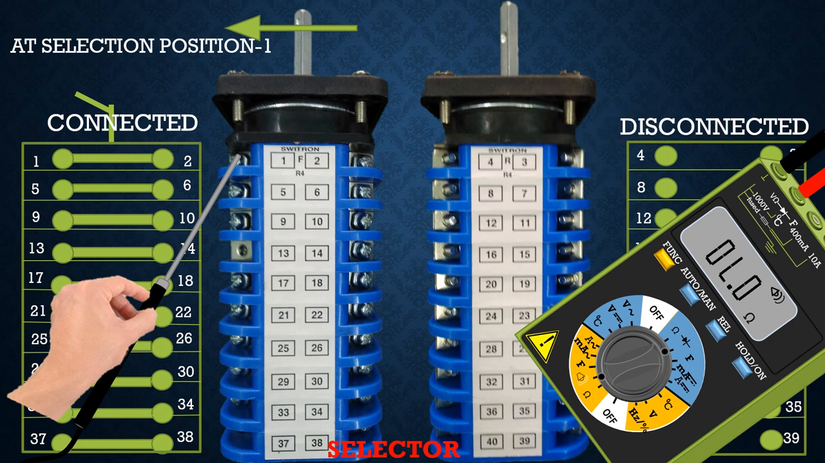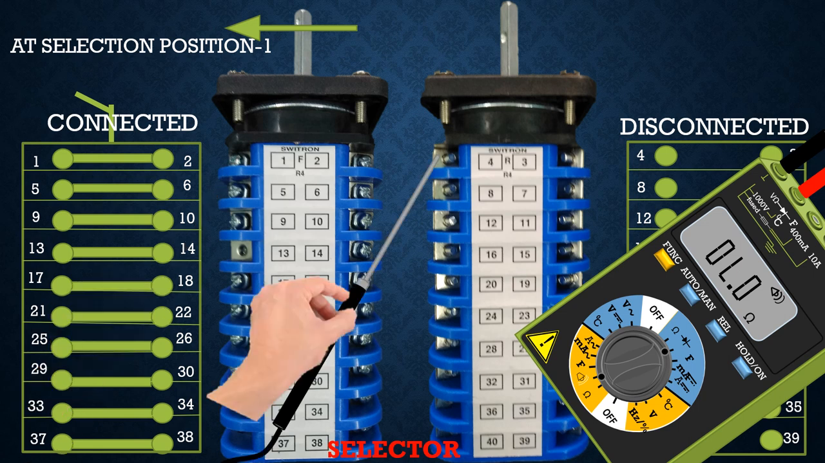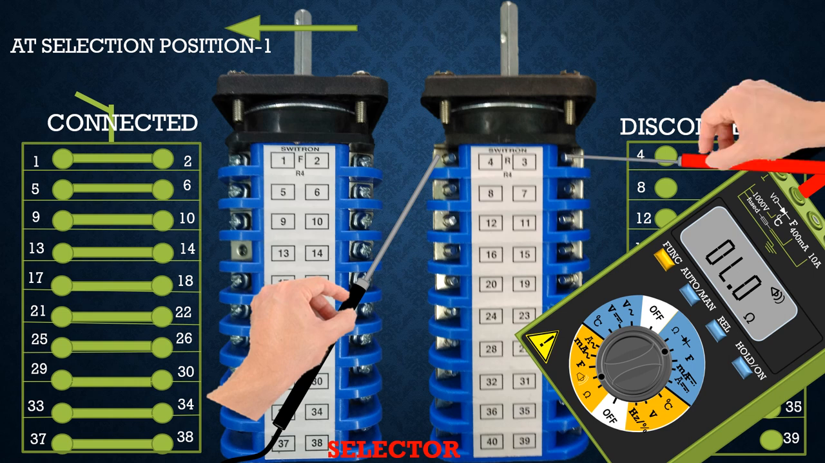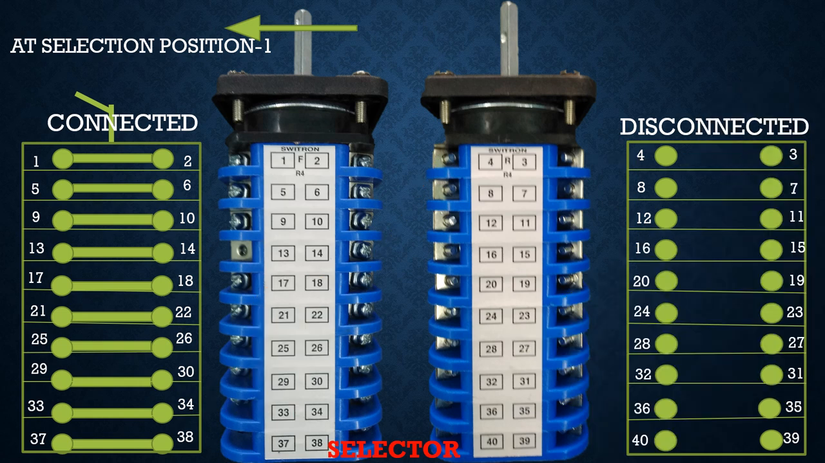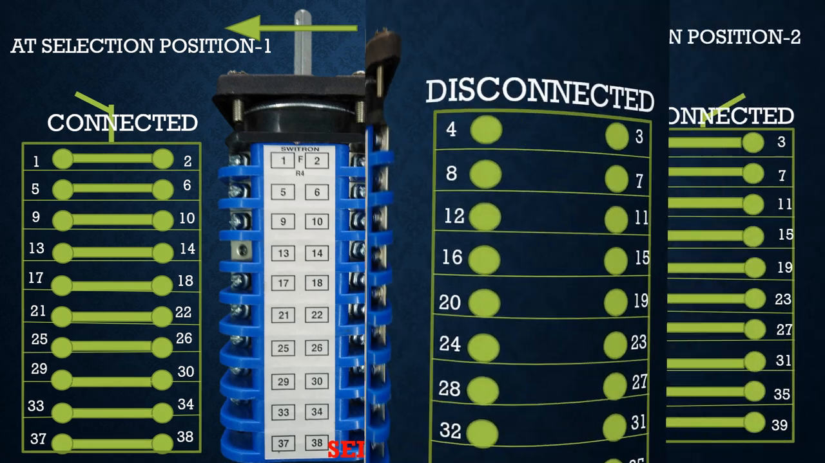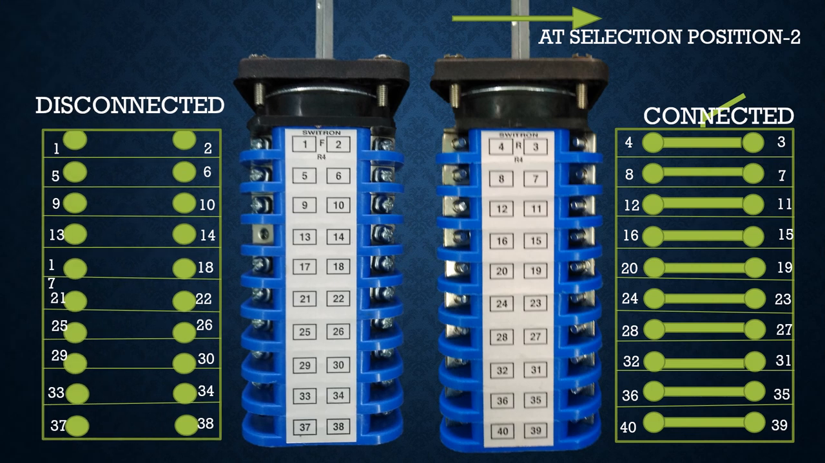Similarly, check continuity of others as defined connected. Let's check continuity between 3 and 4. No sound is heard and no resistance is displayed in the multimeter. Similarly, check discontinuity of others as defined disconnected. Let us observe and examine the continuity as well as discontinuity at the other selection position.